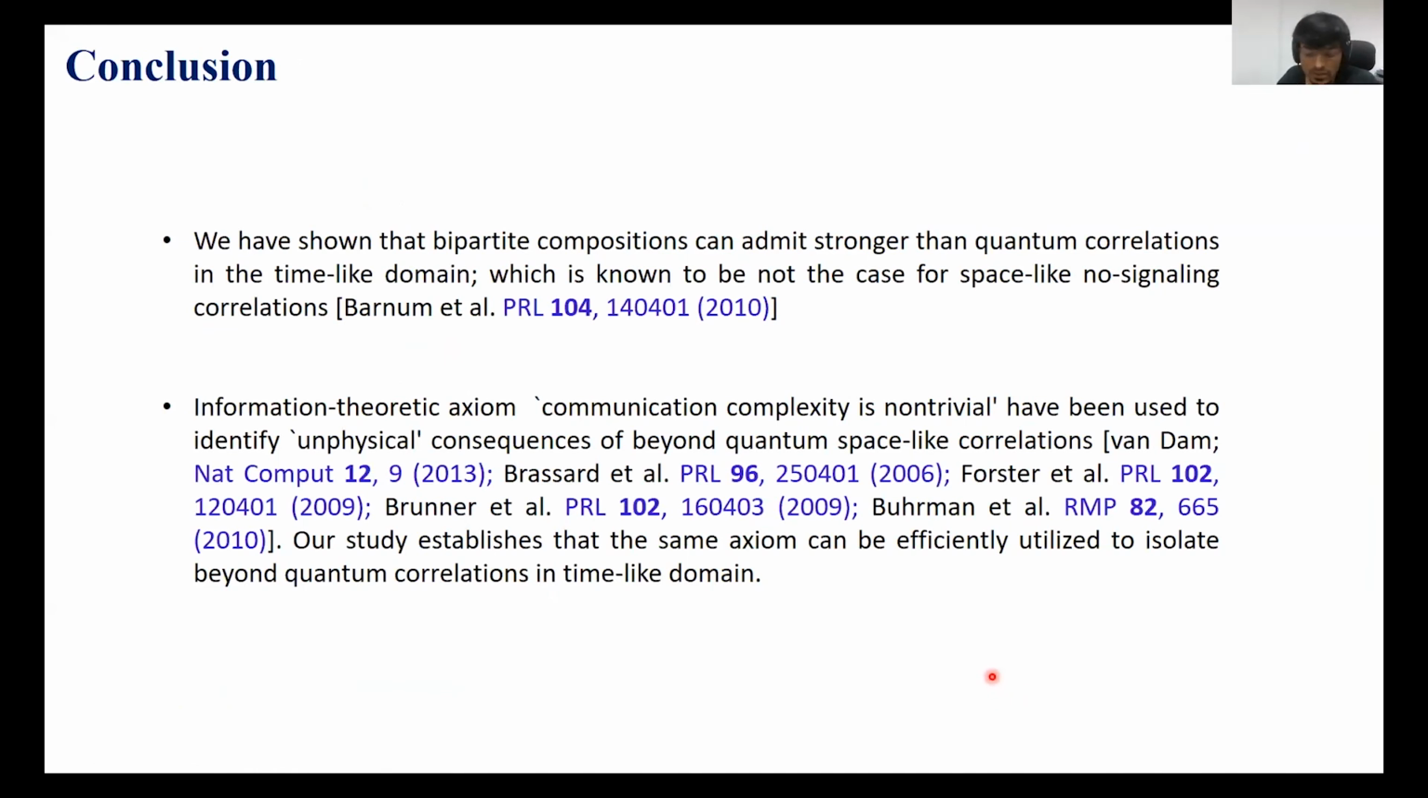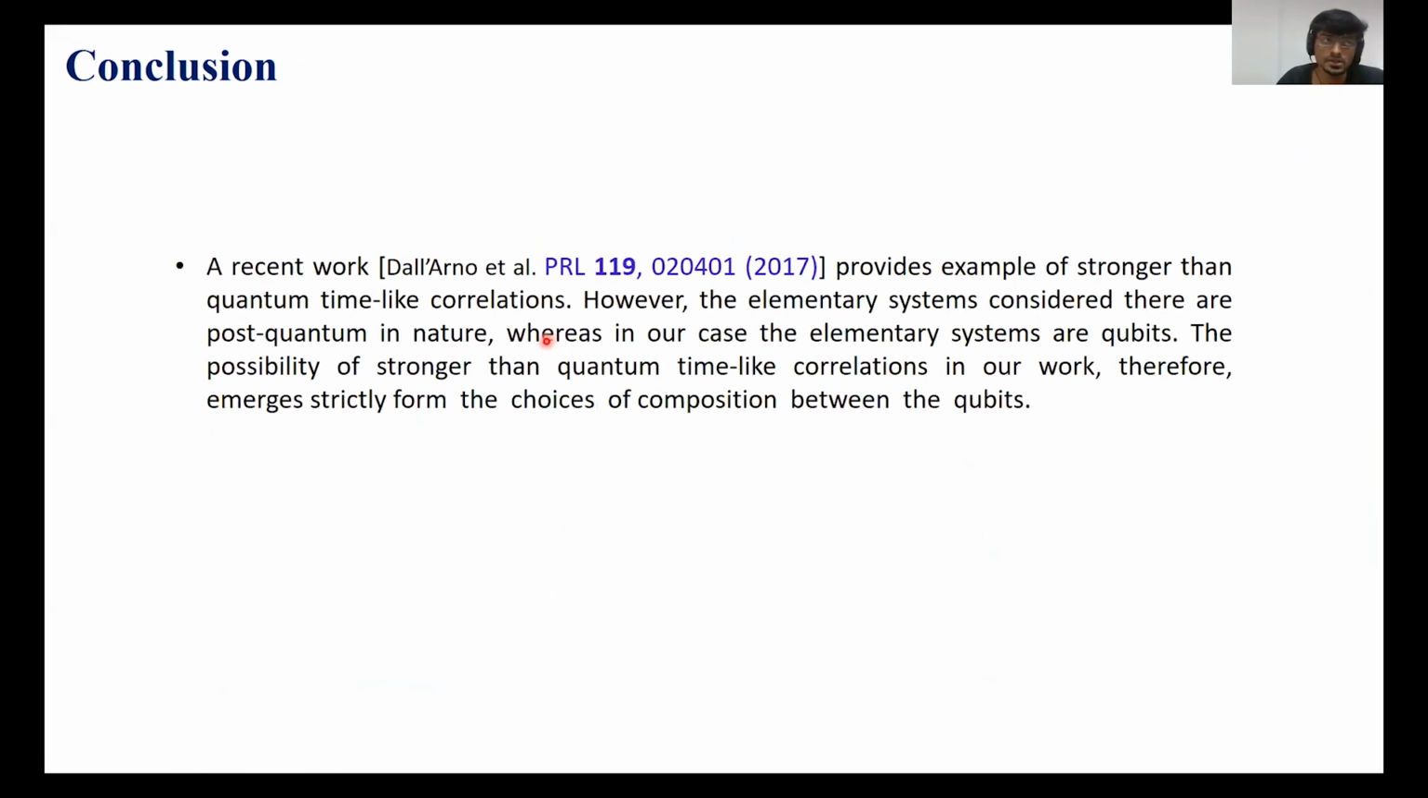I'd like to conclude by saying that this bipartite composition admits stronger than quantum correlations in the time-like domain, while we knew that in the space-like domain such a thing was not arising. So in the time-like scenario, we have made some distinction. Some previous work has been done in the time-like scenario by Larno, where they studied what is known as the no hypersignaling principle. But the elementary systems used there were non-quantum in nature. So the result which we have provided strictly makes a statement on the kind of allowed composition of qubits.